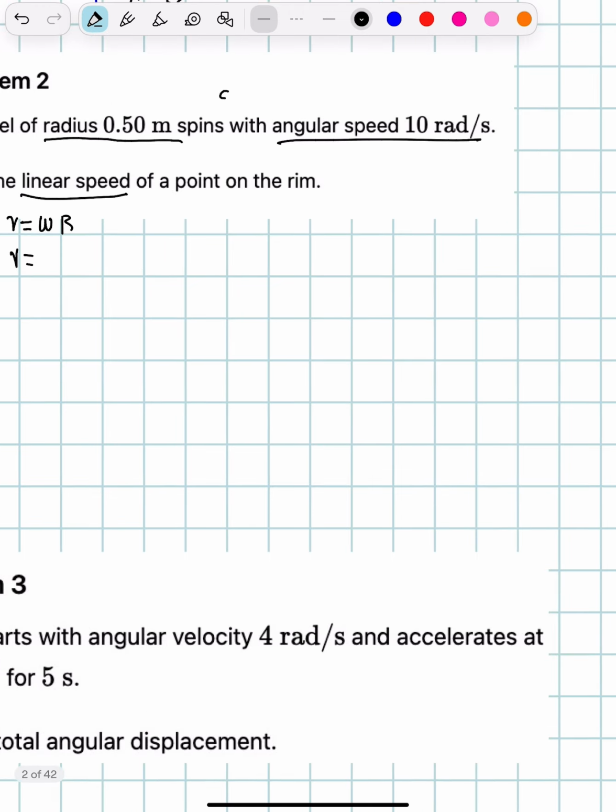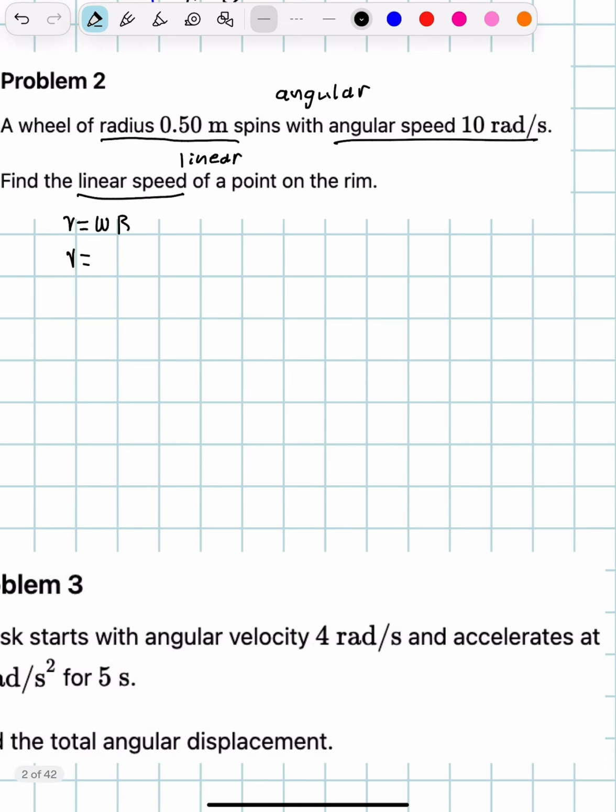All of these are angular quantities or angular measurements, and what we want is something that's linear. And how do we get between those two? We always use this bridge right here: the v equals angular velocity times radius bridge.